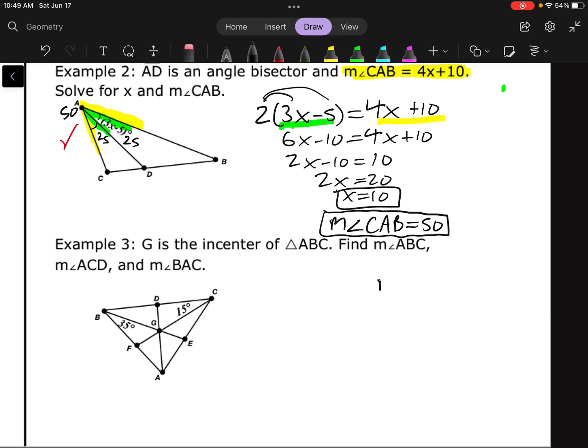Let me write all these things down that I got to find. I got to find ABC. I got to find ACD. And I got to find BAC.